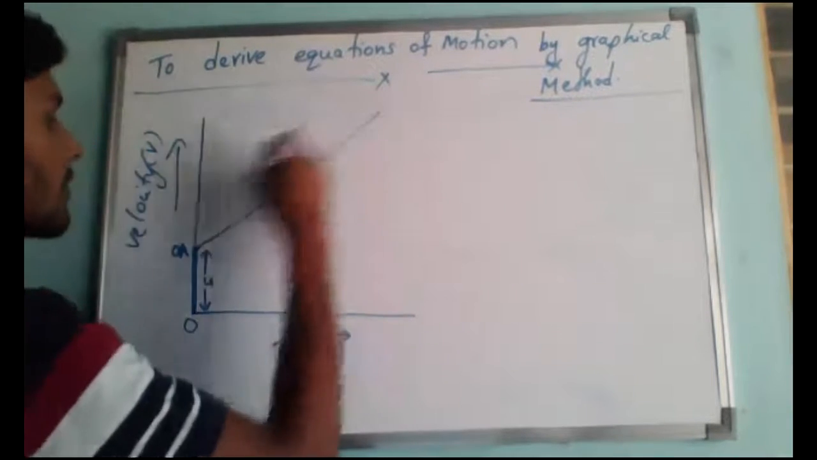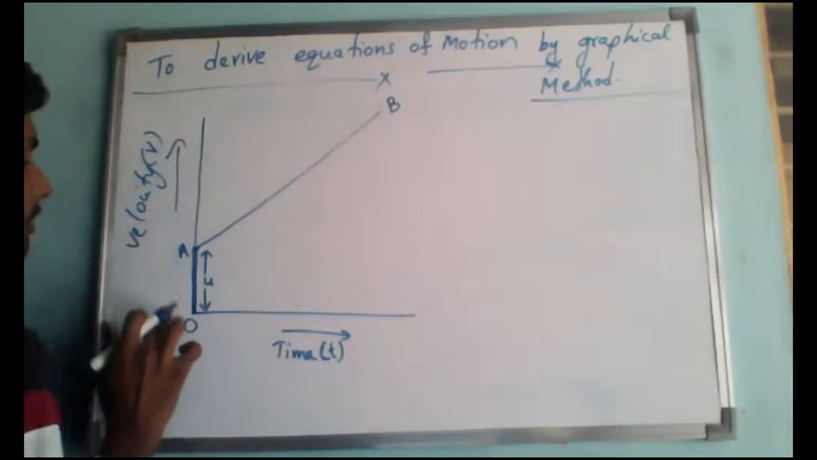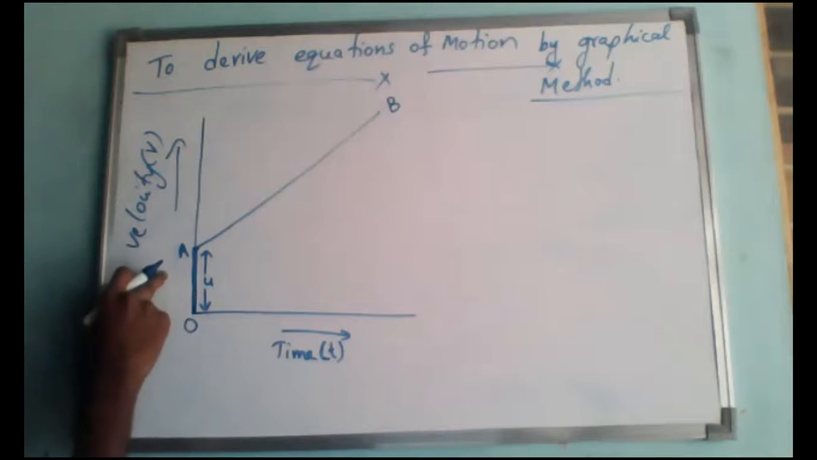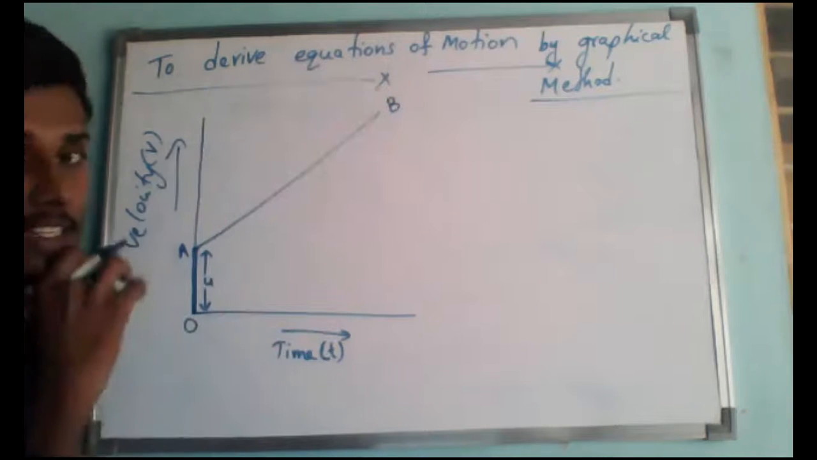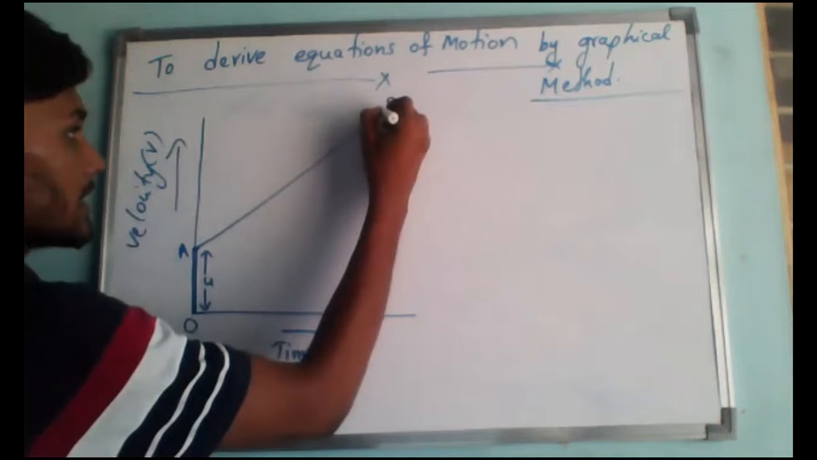So this is my graph. The body finally reaches the B position. Understand? So from O to A, it is already having some initial velocity. From there it is continuously increasing. That is only called uniform acceleration. Now, the body reaches B.